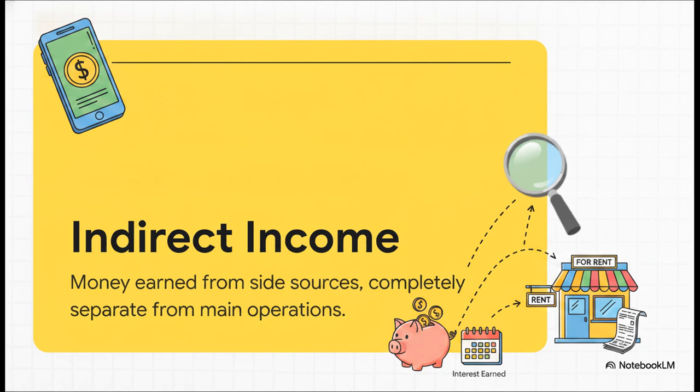But on the flip side, we have indirect income. This is the money earned from side sources, things completely separate from your main business operations. For instance, say you run a mobile shop, but you happen to have some business savings sitting in a fixed deposit at the bank earning interest. Or maybe you own a spare shop next door that you rent out to someone else. That bank interest and that rental income both count as indirect income because they are completely separate from your main hustle of selling mobile phones.